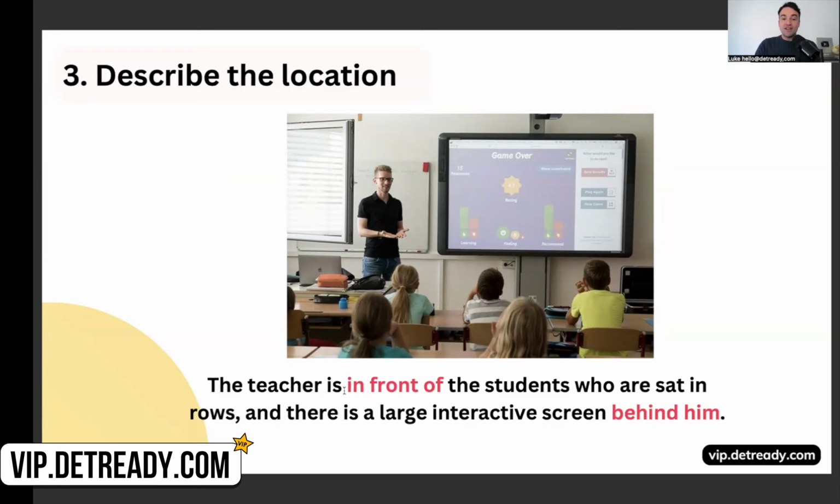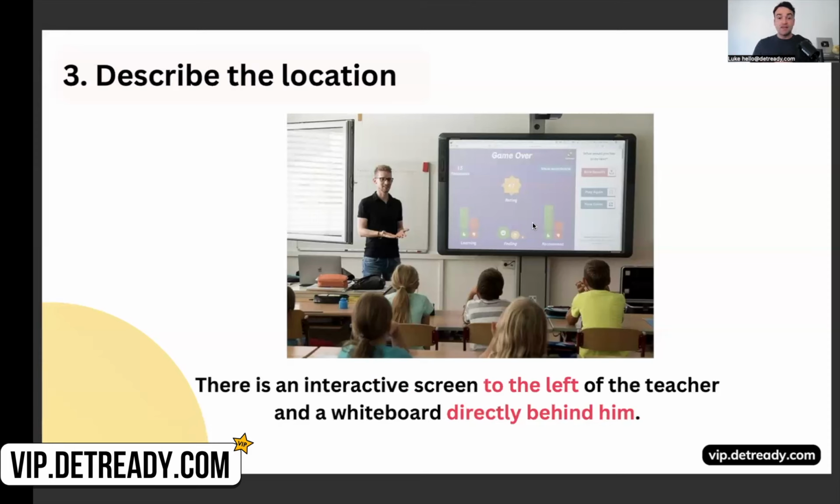So again, the teacher is in front of the students. Okay, from the students' perspective, he's in front of them, who are sat in rows. That's a bit more detail. And there's a large interactive screen behind him. Who's him? Him is the teacher. What's behind him is this big screen. So this is how you describe the location of things in the photo.